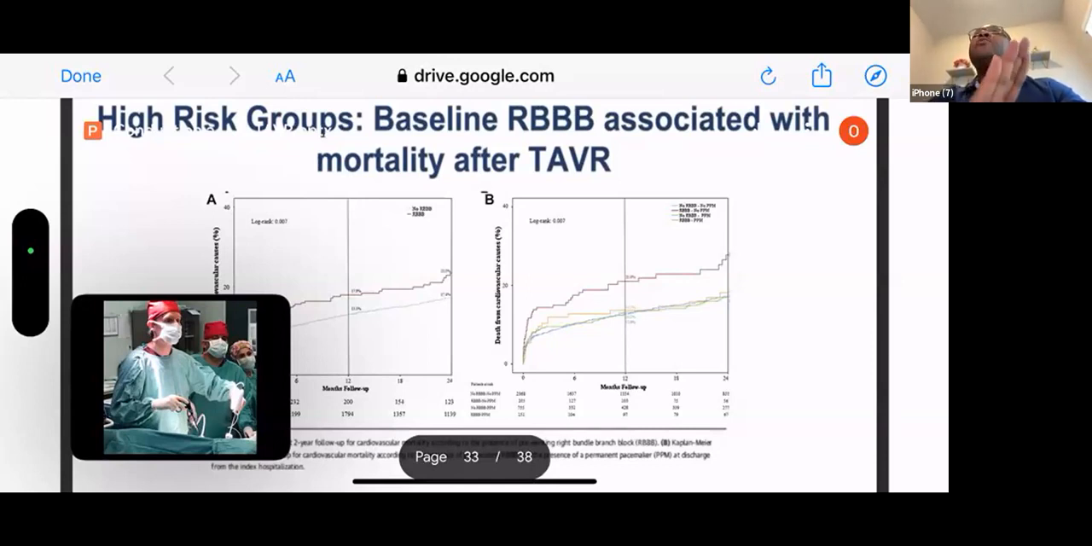So if they do not have a prior right bundle branch block, then they are almost like most other people. So this is just to show that you could get away with having a left bundle branch block prior to TAVR and be okay. But if you have a prior right bundle branch block, they are usually more at risk.